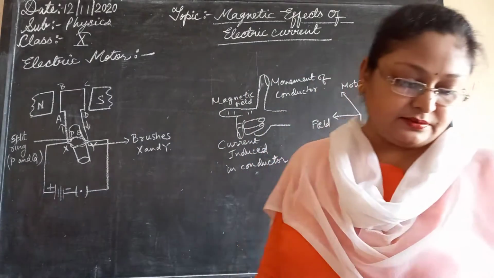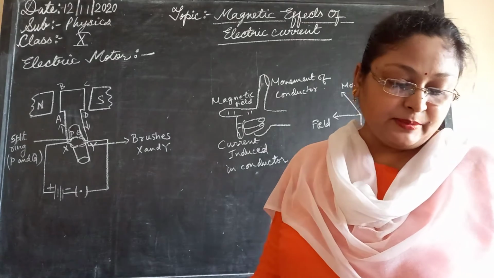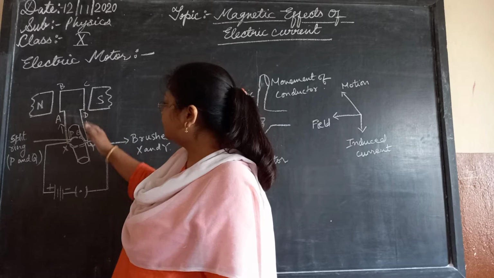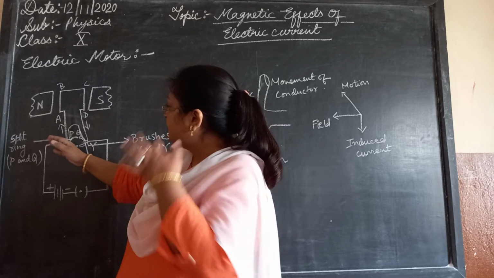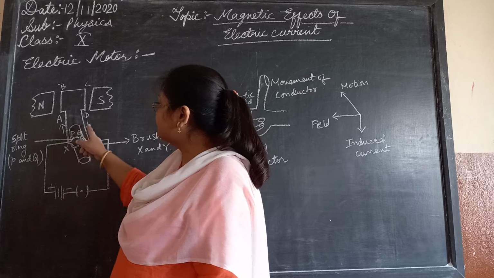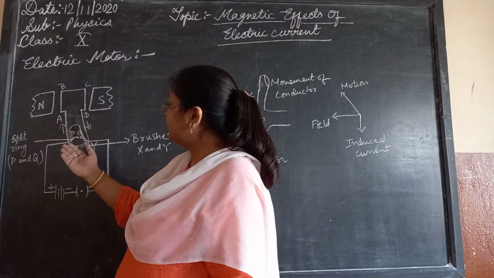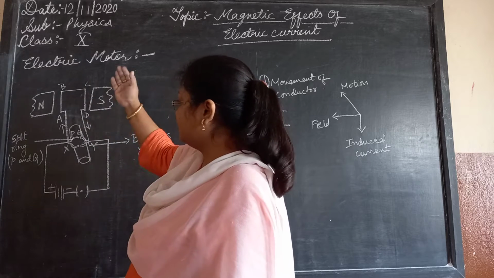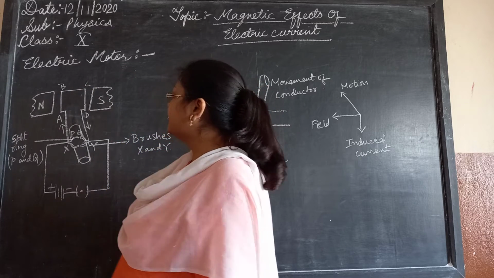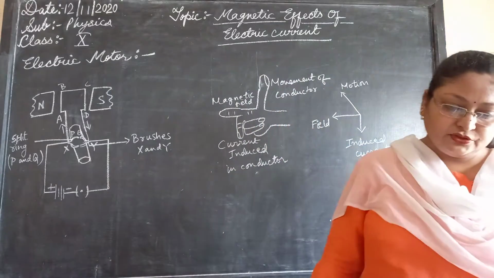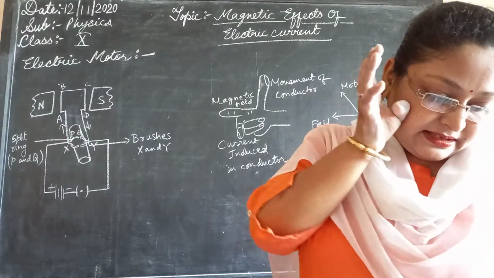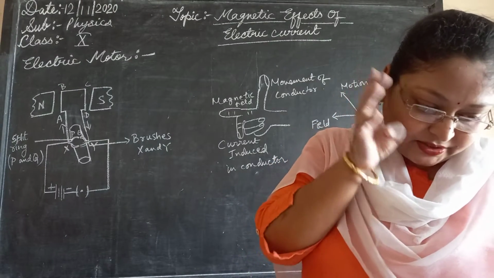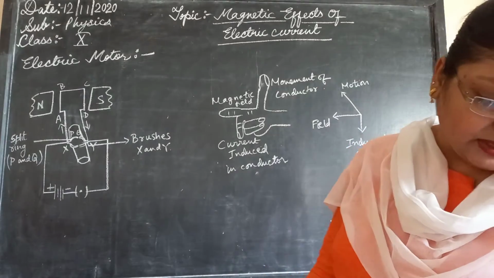When the key is on, it will move in the anti-clockwise direction, from here to here. B and C will come in this direction, and AB will be coming in the topmost direction, moving like this. When it moves, there is a generation of motion in this motor, and the electric motor starts. Let's see how.